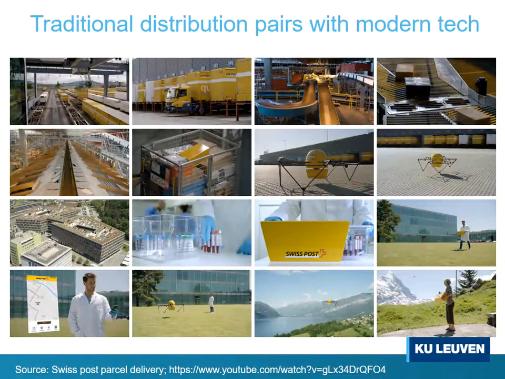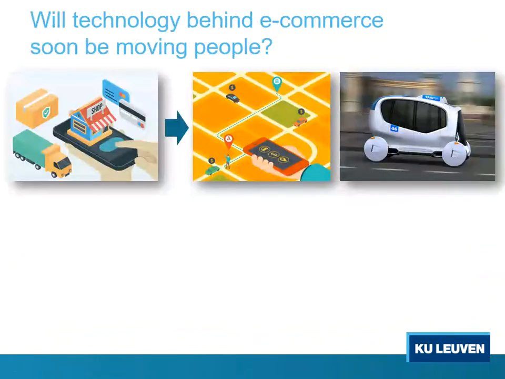Here's another example where Swiss Post, as one of the first commercial companies in the world, distributes parcels by drone, for instance, bringing urgent medicine to remote patients. And the innovation never stops.